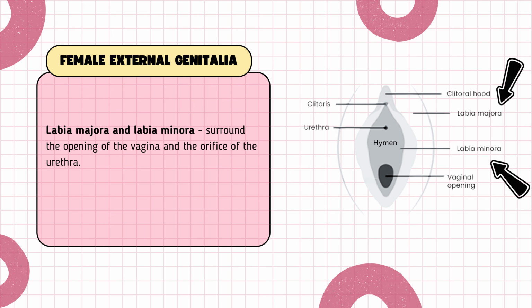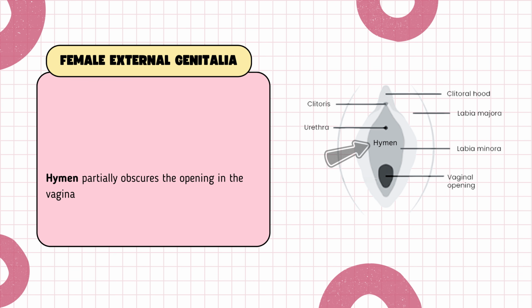The labia majora, containing fatty tissue, serve to protect the vulva. Two thin folds of skin, the labia minora, surround the opening of the vagina and the orifice of the urethra. A thin strip of tissue known as the hymen partially obscures the opening of the vagina in humans at birth, but it thins with age and can usually be worn away with normal physical activity.